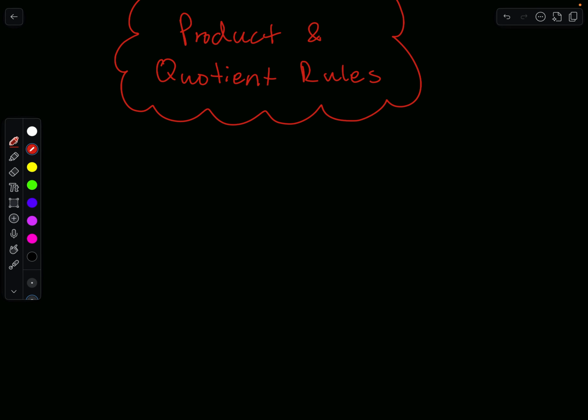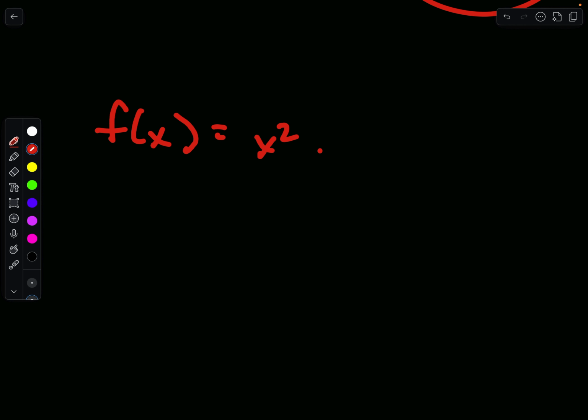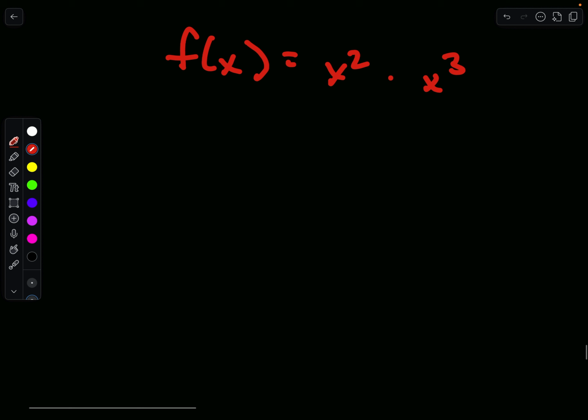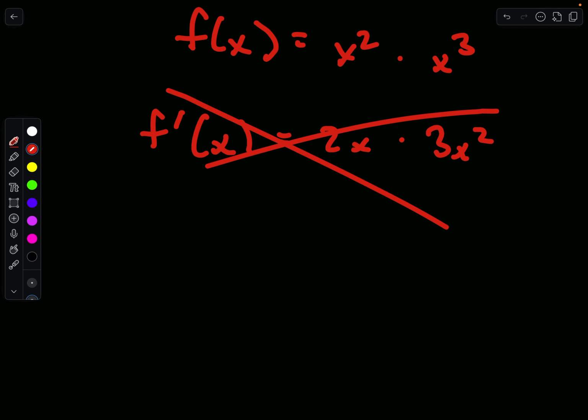Hello, this is Calculus Explained, and today we are going to be covering the product and quotient rules. So up to now, differentiation has been almost mechanical, but here's where many students make their first serious calculus mistake. Let's say we have f of x is equal to x squared times x cubed. We cannot just use the power rule and say that f prime of x equals 2x times 3x squared. This is wrong. Please do not do this. Today we'll explain why this is wrong and what to do instead.